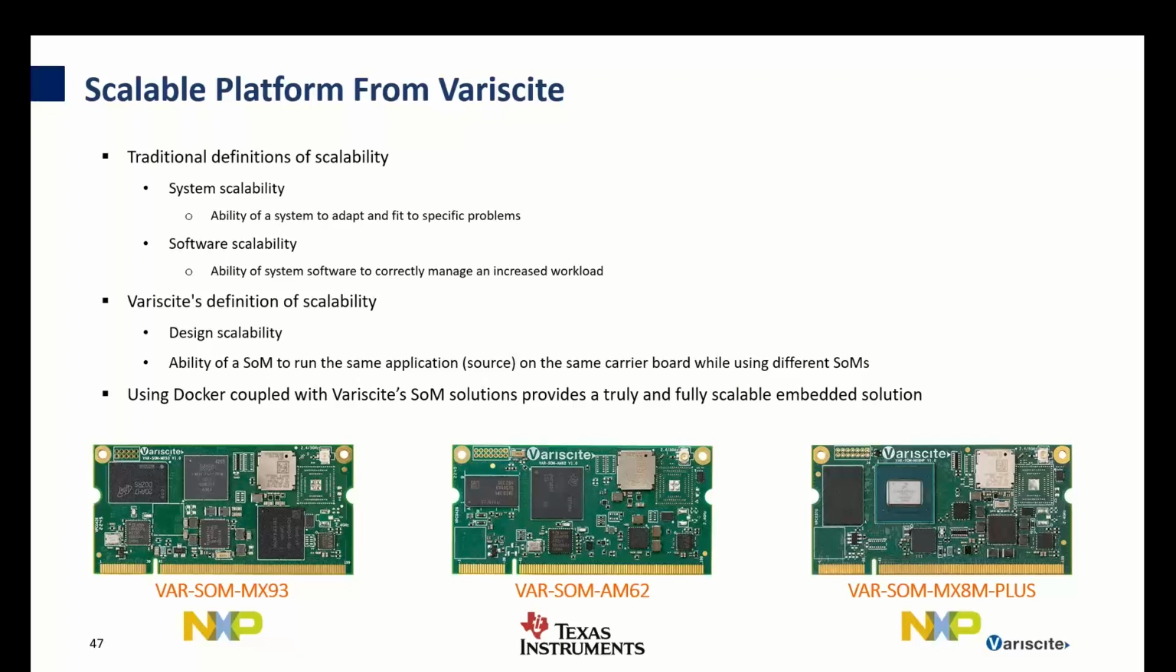So let's talk a little bit more about scalability. There are traditional definitions of scalability, like system scalability, which is usually the ability of a system to adapt and fit specific problems. We have software scalability, usually the ability of system software to dynamically manage an increased workload. But when Variscite talks about scalability, we're talking again about design scalability, like the pin-to-pin example on the last slide.